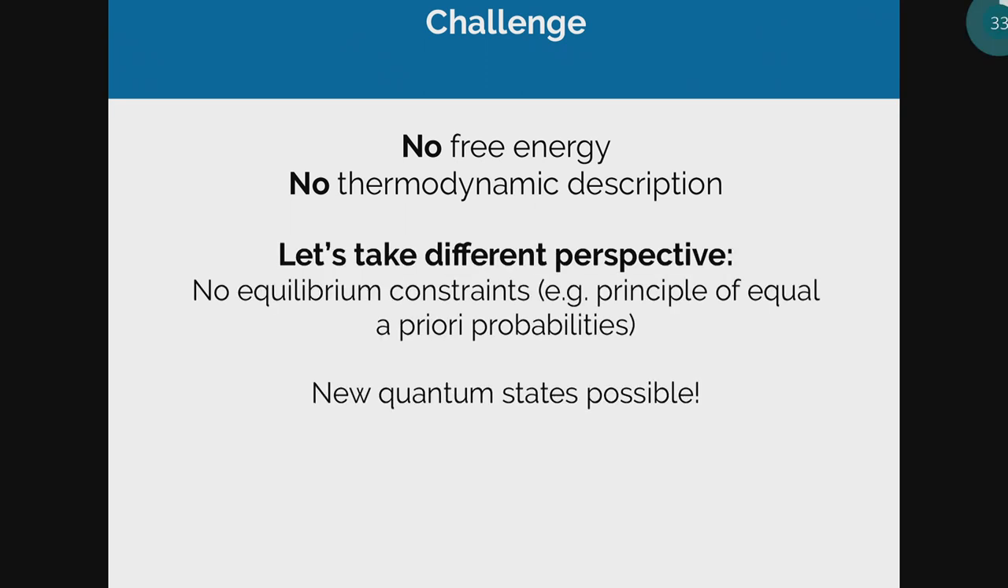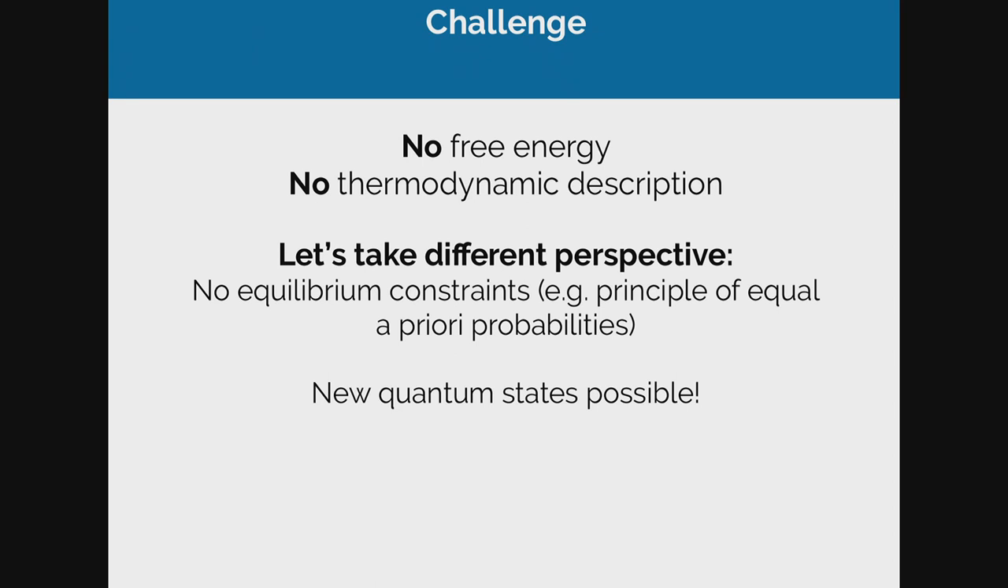But maybe that's not only bad. One can also look at it from a different point of view. It also means that we are not subject to some equilibrium constraints, such as the principle of equal a priori probability that all states at a given energy have to be equally populated. In equilibrium, you always have that. But for these quantum states, you in principle have a way to generate states that do not have to satisfy those rules, which gives you the possibility to generate new quantum states, which are hopefully interesting.